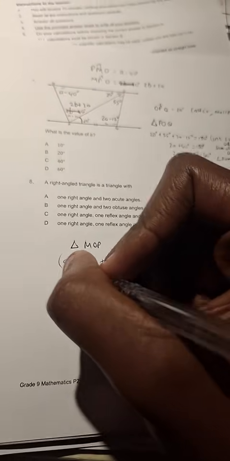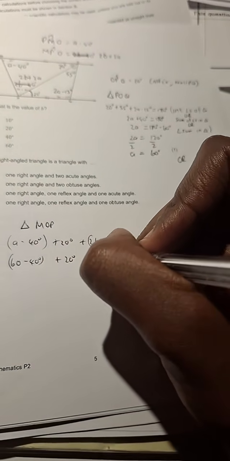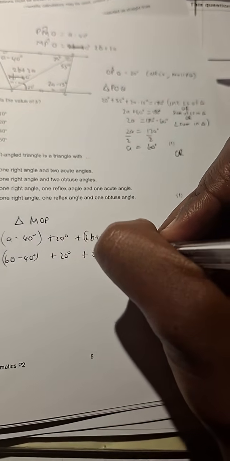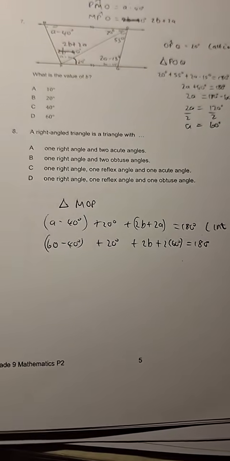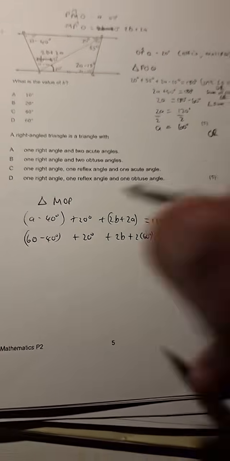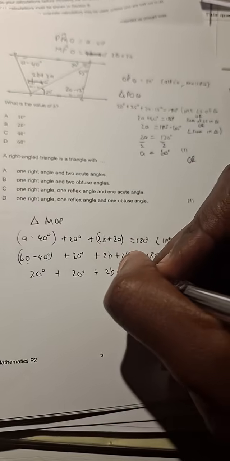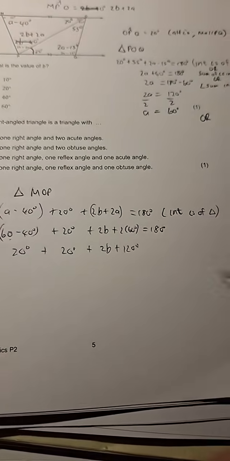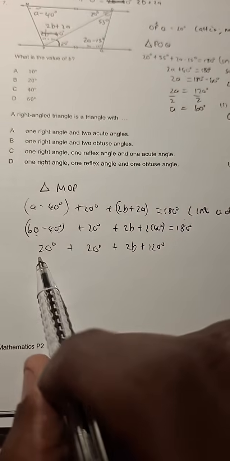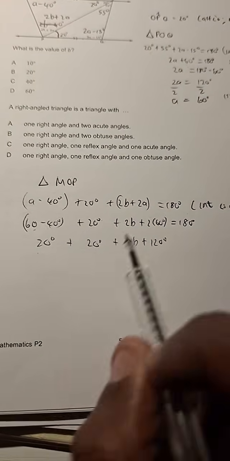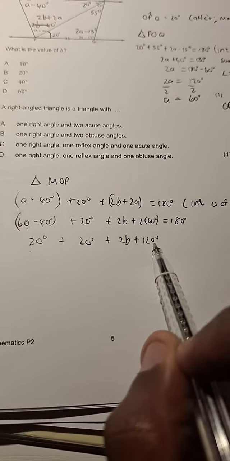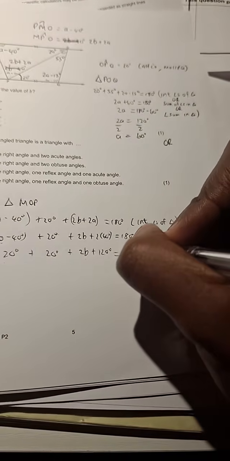Now we can go ahead and solve for B. But remember, we found A. So in the place of A, we can substitute 60. Then we can go ahead and solve for B. So 60 minus 40 is 20 degrees, plus 20, plus 2B, plus 120, because 2 times 60 is 120, which is equal to 180 degrees.